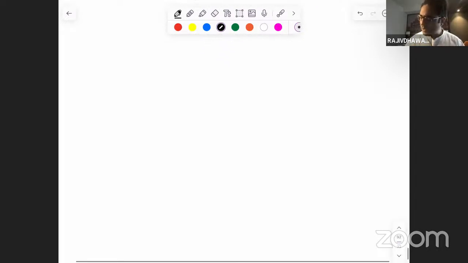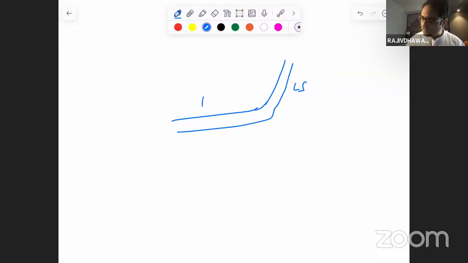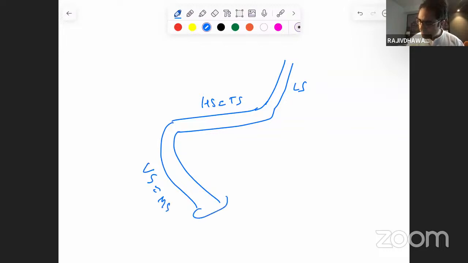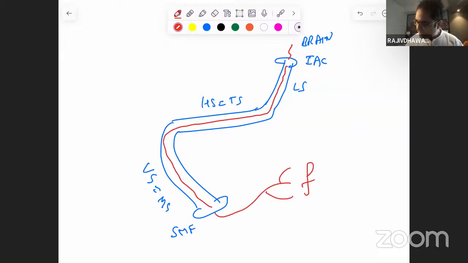Now, I think I can take this one, the facial nerve, the labyrinthine segment. Then this is the horizontal segment or tympanic segment. And this is the vertical segment or mastoid segment. And this is the stylomastoid foramen. And this is the internal auditory canal. The brain is here, beta. So this is the facial nerve entry from the brain side. It travels through the bony canal and goes to the face after coming out of the stylomastoid foramen, beta.